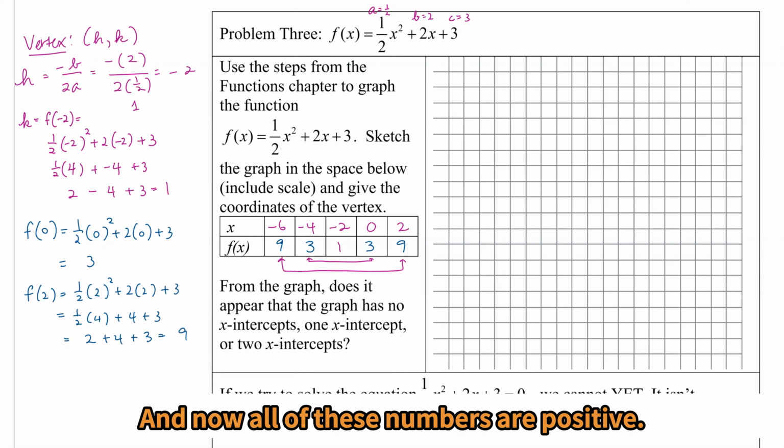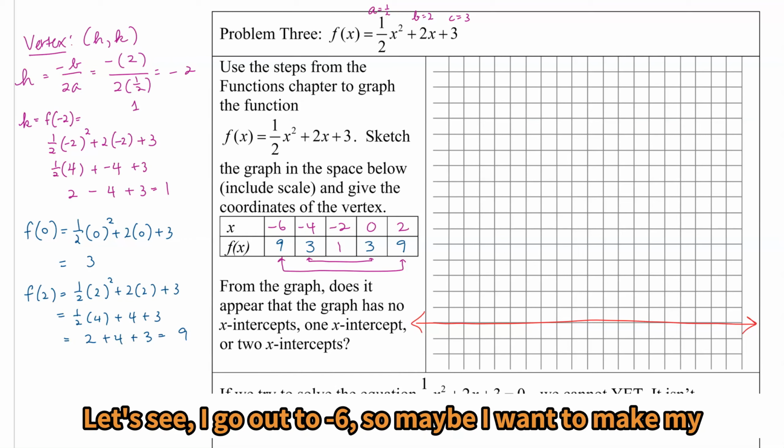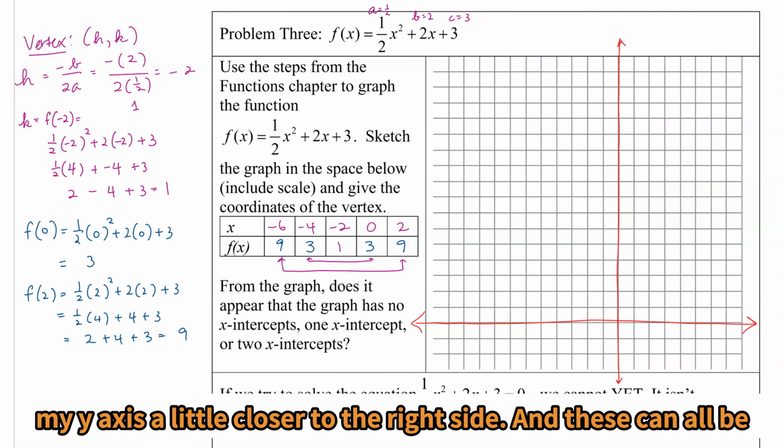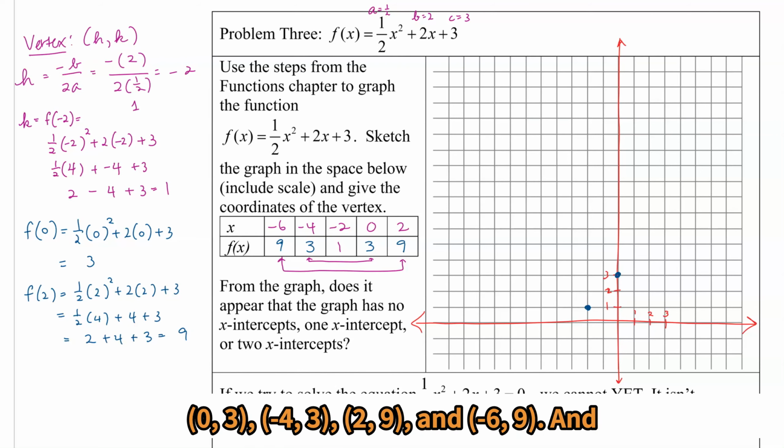And now all of these numbers are positive. When I draw my axes, I want my x-axis to be low. Let's see, I go out to negative 6, so maybe I want to make my y-axis a little closer to the right side. And then these can all be by 1s again. Plotting our points: (negative 2, 1), (0, 3), (negative 4, 3), (2, 9), and (negative 6, 9).